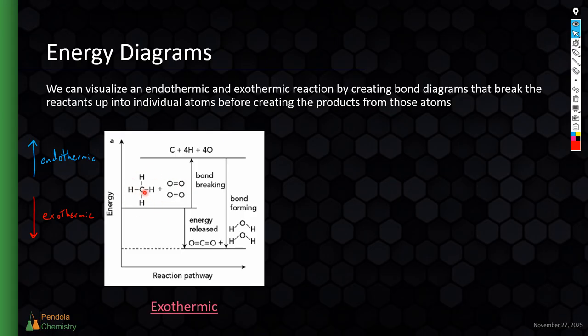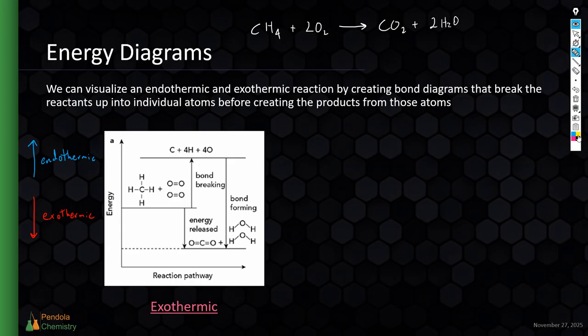So if we look at this energy level diagram here, we can see that, for example, in the reaction that burns methane. So this energy level diagram is for, let me write it up here. It's for the following reaction: CH4 reacting with two O2s to yield CO2 and two H2Os. So what we're looking at here is this reaction.